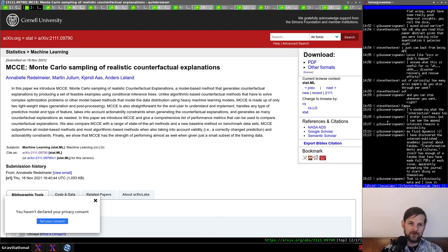In this paper, we introduce MCCE and give a comprehensive list of performance metrics that can be used to compare counterfactual explanations. We also compare MCCE with a range of state-of-the-art methods and a new baseline method on benchmark datasets. MCCE outperforms all model-based methods and most algorithmic-based methods when also taking into account validity and actionable constraints. Finally, we show that MCCE has the strength of performing almost as well when given just a small subset of training data. Interesting.